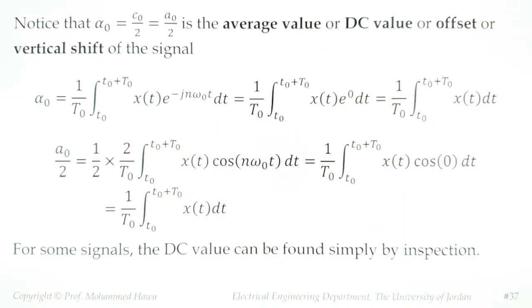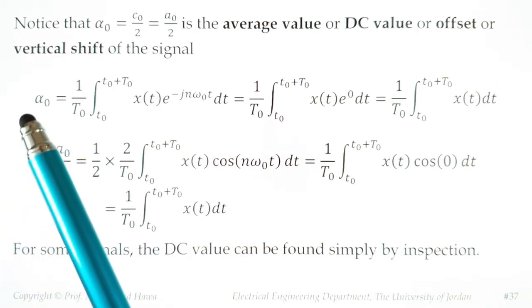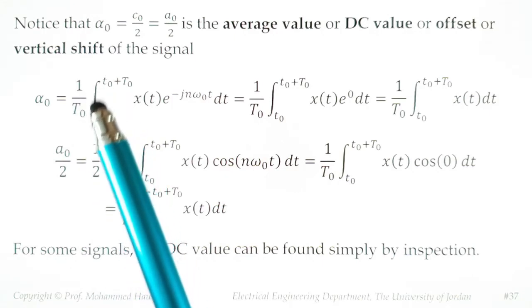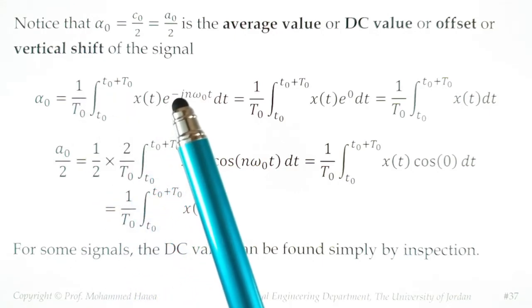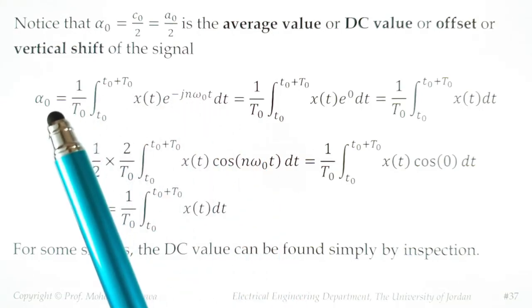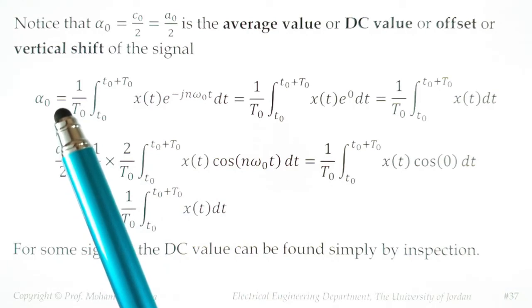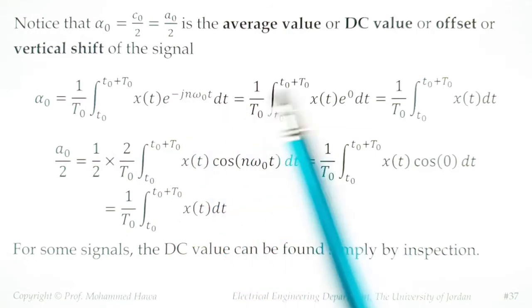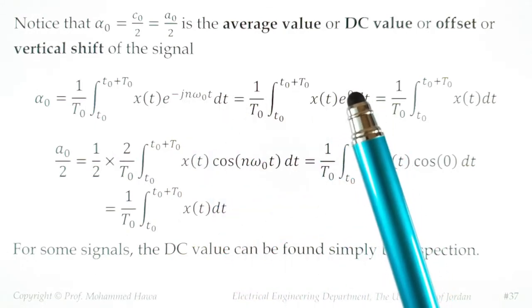How did I know? Well, let me use the integral that I told you about that calculates alpha n. What is the integral to get alpha n? It's 1 over t naught, integrate over 1 period, x of t, e to the minus j n omega naught t dt. Now you should memorize this integral. If you want alpha naught, where alpha naught is alpha n, if you set n equals 0, just put 0 here and do the integral. What if I put 0 here? I get e to 0. What is e to 0?